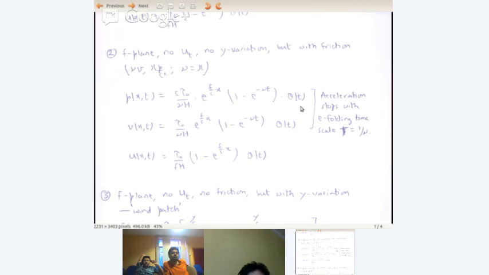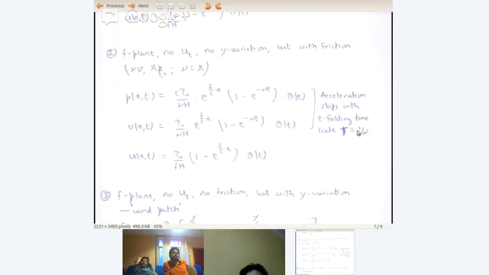So by including friction, u is not affected, but p and v are affected. The acceleration now stops. And the e-folding time scale over which the acceleration stops is capital T equals 1 by nu. So when you bring friction into play, it stops that acceleration.